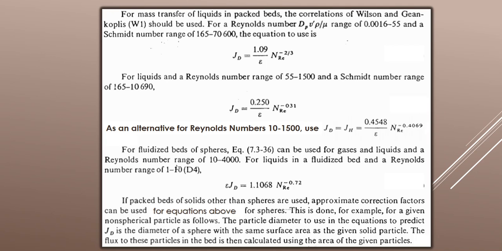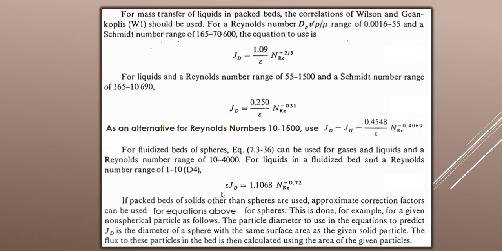Now, for fluidized beds of spheres, so our packing material is in the form of spheres in this case, which can be used for gases and liquids, and with a Reynolds number of 10 to 4,000, we can use the same formula that we have here on top. Okay, this one, that's equation 7.3-36. For liquids in fluidized beds and a Reynolds number range of 1 to 10, very small Reynolds number, this one is for liquids.